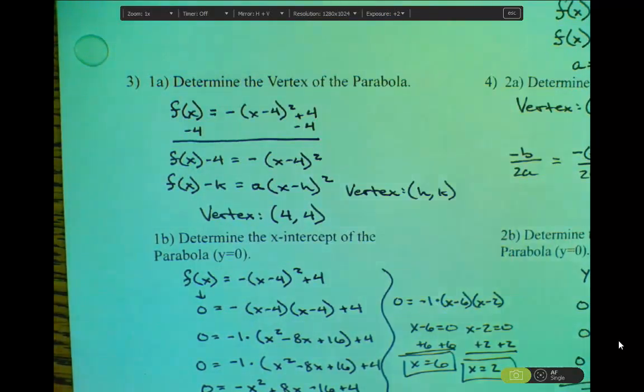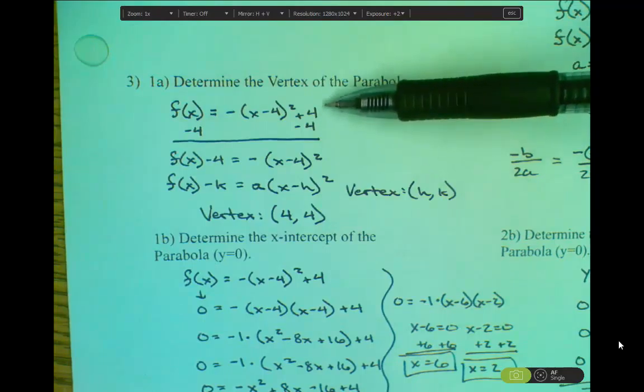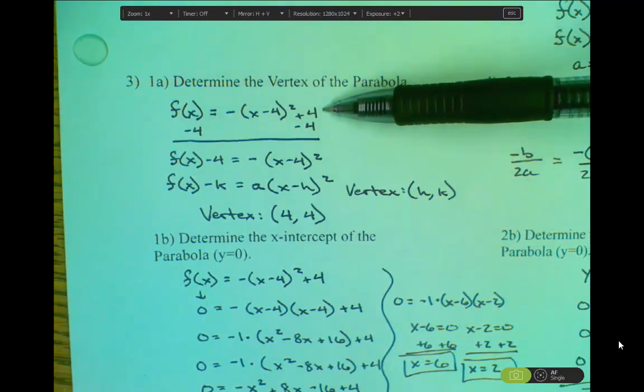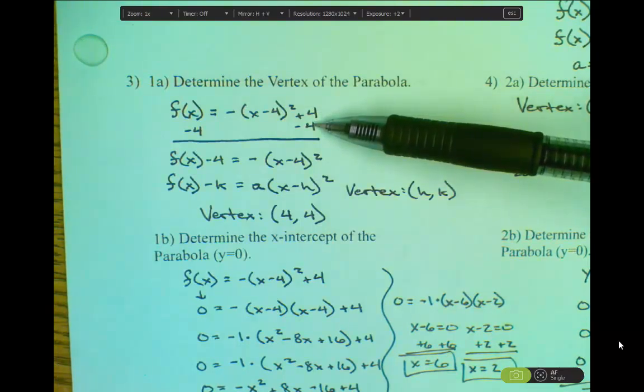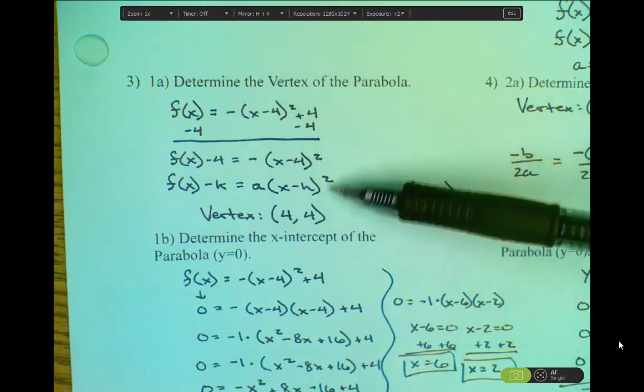Okay, here's a video to help you work through homework number 42. So given a quadratic equation in vertex form, what I'm going to do is move the constant from the right side over to the left side. So if they're adding 4, I'm going to subtract 4 from both sides to get it into our vertex form here.